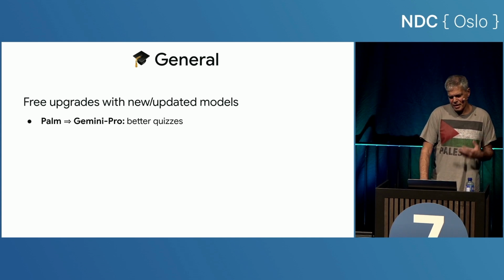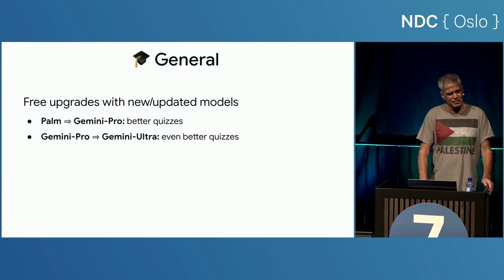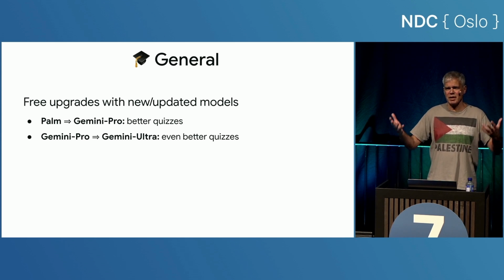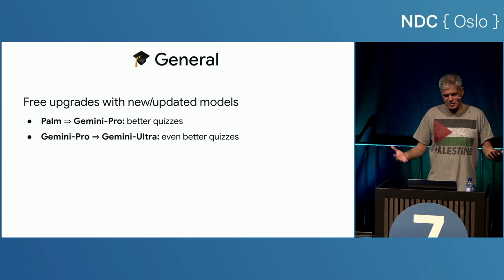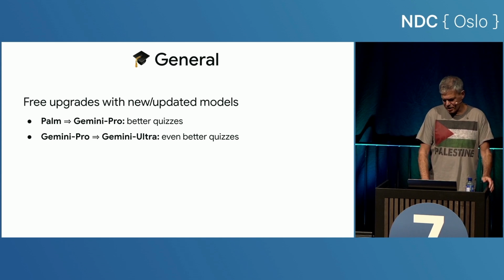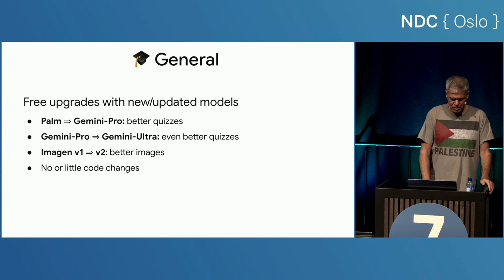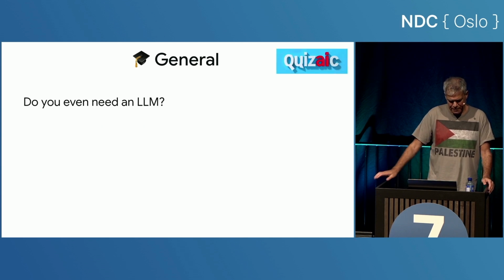But we saw that in practice when we started with Palm, and the quizzes were so-so. And then we moved to Gemini Pro, and the quizzes got better, but they still weren't great, in my opinion. And then we went to Gemini Ultra, and they're even better. So every time these models get better, and I'm talking across the industry, not just Google, it's the high tide raises all boats kind of a thing. Every app that's depending on these tools is getting better, which is pretty cool. Same with image generation, and we got all that value with little or no code changes.